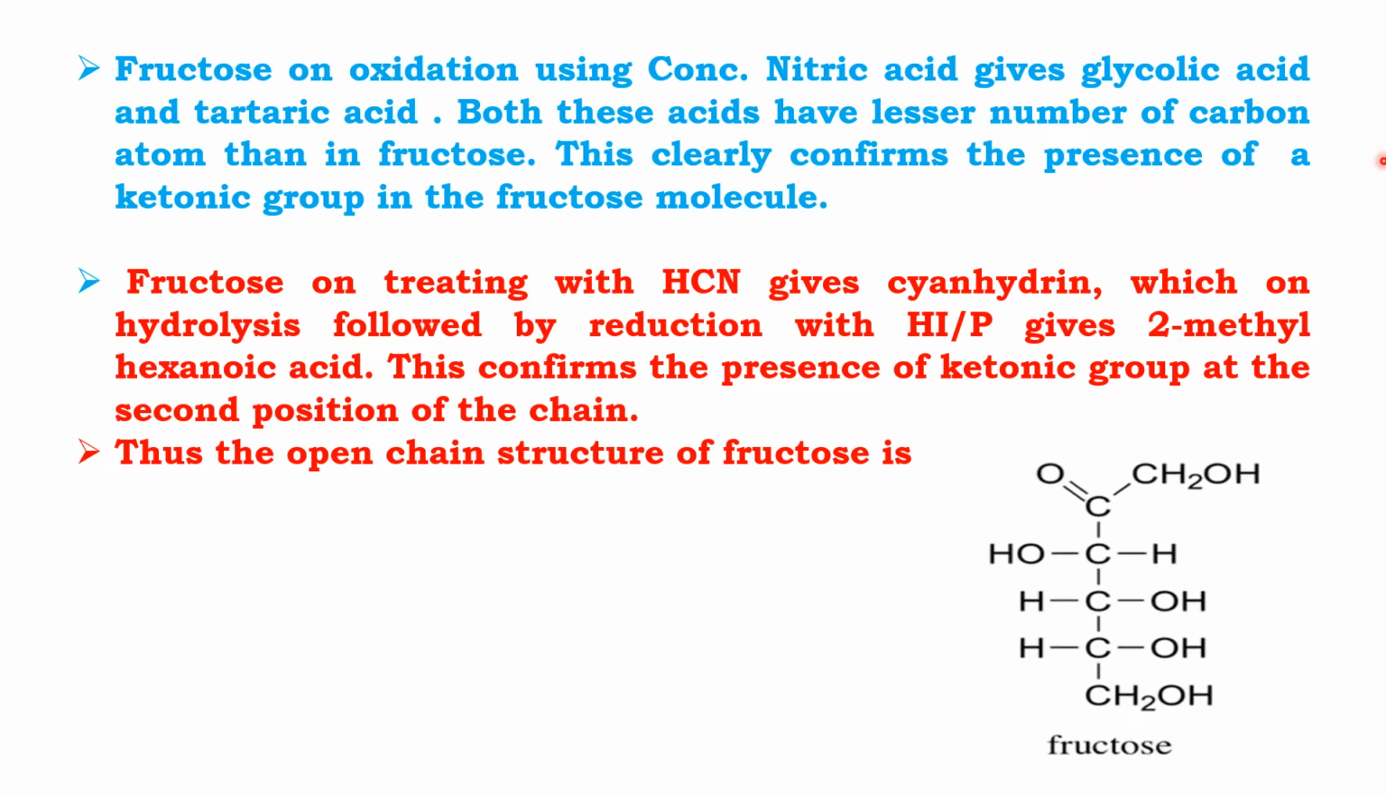Hence, the open chain structure of fructose could be represented as, see here, 5 OH groups, 1, 2, 3, 4 and 5 OH group. And at the second position we have the ketonic group, C double bond O, in a continuous carbon chain. So this is the open chain structure of fructose.